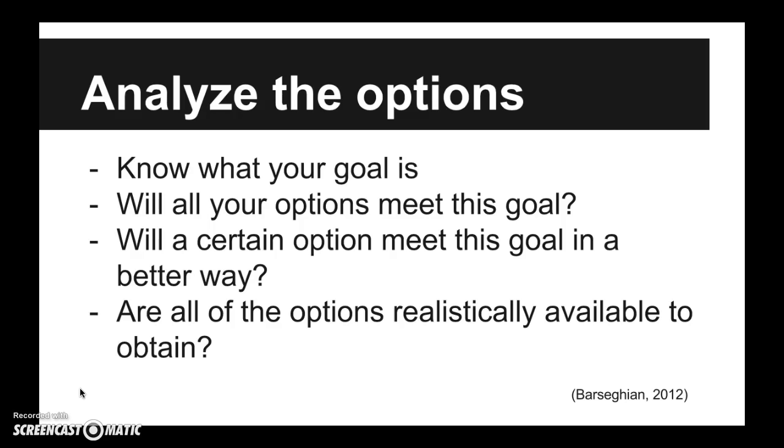Look at the other things. If you have multiple options, will all your options meet your goals? Will a certain option meet this goal in a better way? Maybe you have all good options, but a certain piece of software or technology meets this goal more efficiently. And then the last question, are all of the options realistically available to obtain? You have to think of cost, you have to think of ease of use, you have to think of time into learning that new technology or software. So are they all realistic? Maybe they are, maybe they're not.